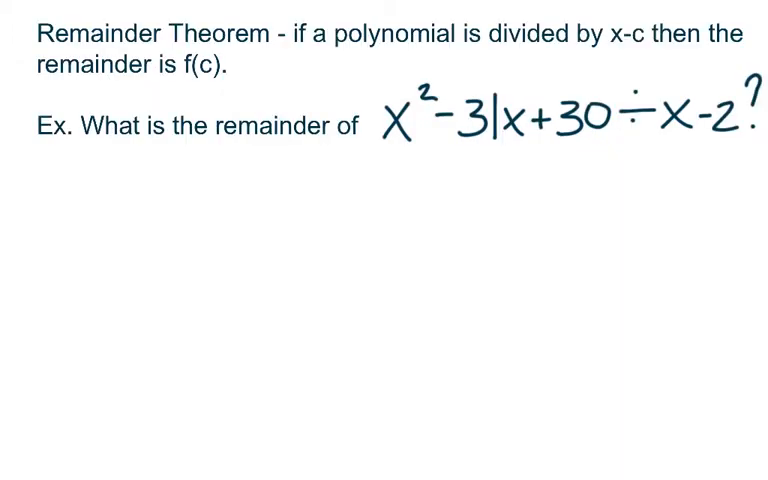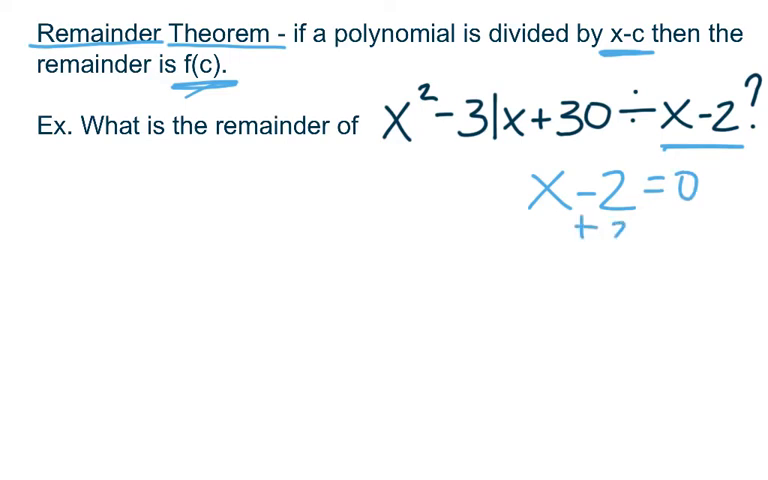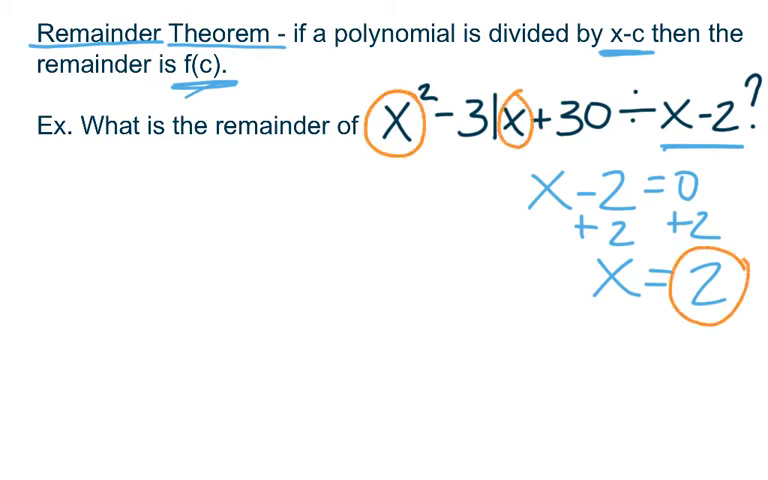Okay, let's talk about this thing. It's called the remainder theorem, and it looks really big and scary at first, but it's actually like a shortcut method. So if a polynomial is divided by x minus c, just like this is x minus 2, c is just like a placeholder for a number, then the remainder is f of c. Here's what this means. If I am dividing by this, and I set it equal to 0, and I get x by itself, so I'm going to add 2. x equals 2. If I take that number 2 and I replace all the x's with number 2, then the number I get is going to be my remainder.